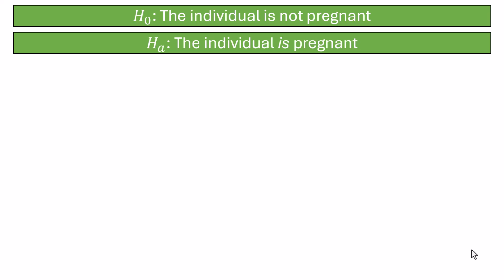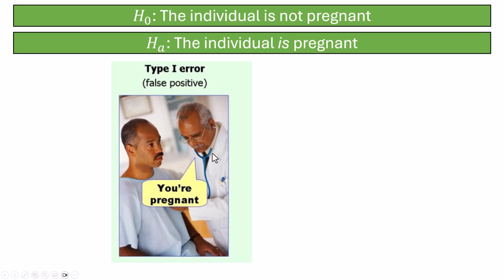So here is a somewhat comical example, but maybe you've seen it somewhere on the internet. Let's say that our null hypothesis is that someone is not pregnant, and the alternative is that that person is pregnant. Take a second to think about what a type 1 and type 2 error would mean based on these hypotheses. Okay, so a type 1 error says that the null hypothesis is true, but we've rejected it. So this person is not pregnant, but we have concluded they are. So that would be this one right here.